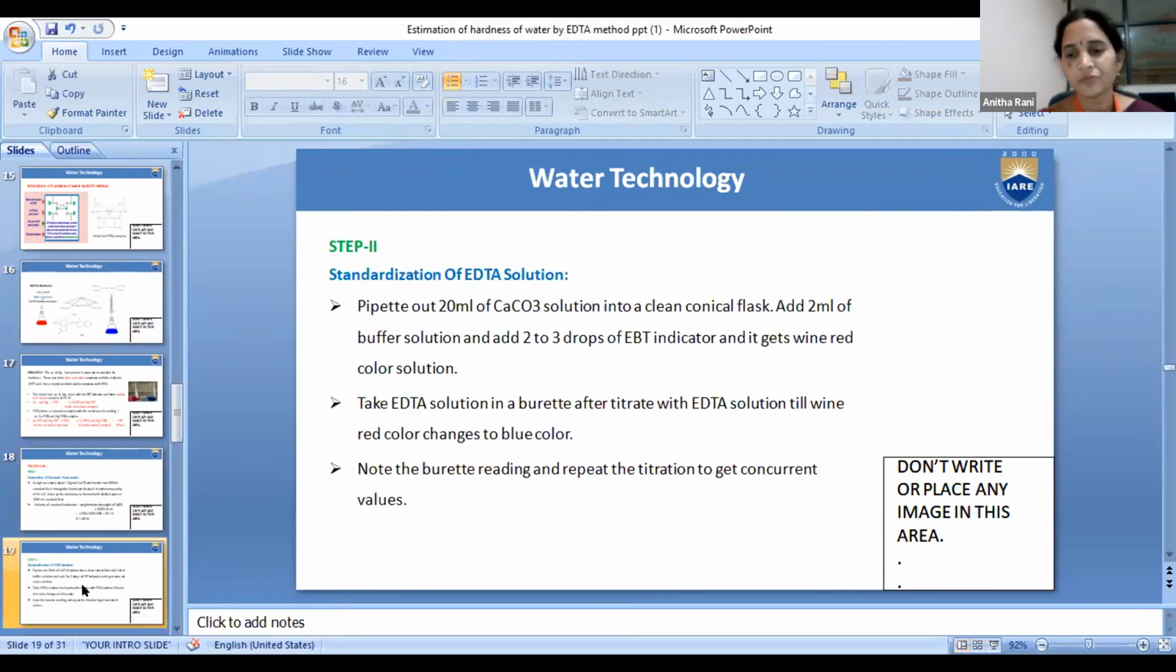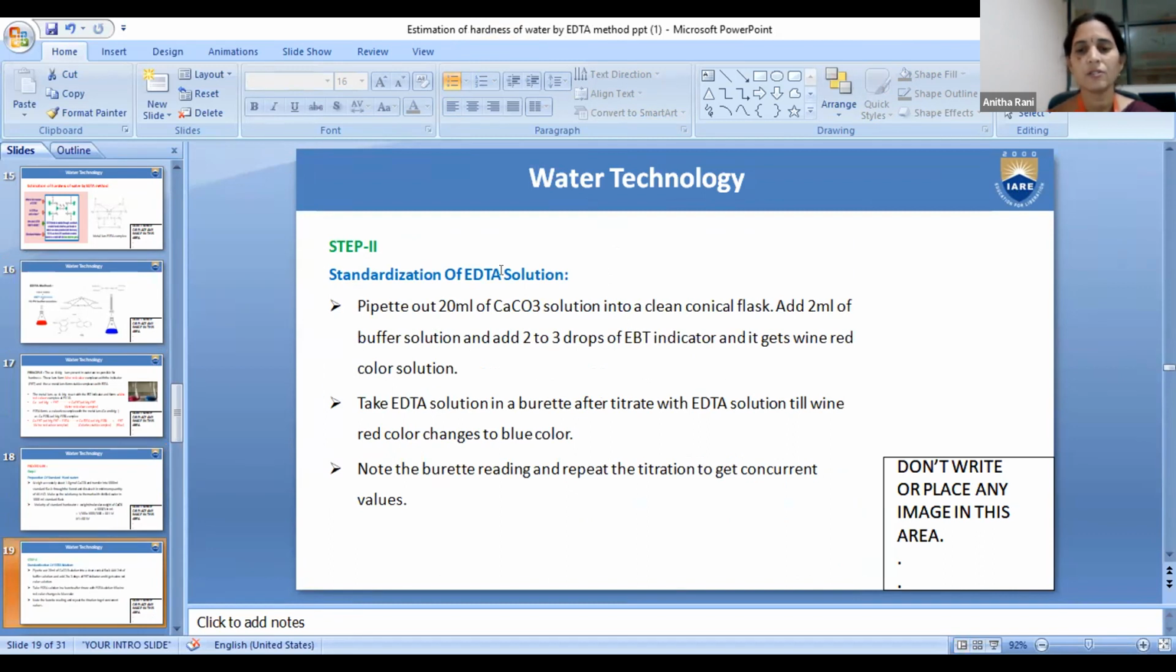Next is step 2. Step 2, very simple. Step 2, we are finding molarity of EDTA. Step 2 is molarity of EDTA, standardization of EDTA solution.